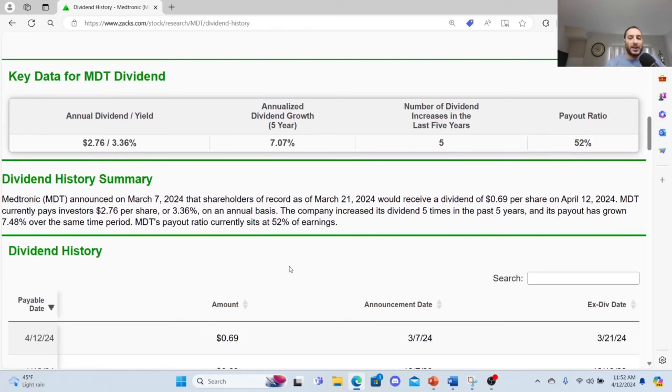So according to Zacks, their payout ratio is 52%. Number of dividend increases in the last 5 years is 5. Dividend growth in 5 years is 7.07%. But in 1 year, you made 276 with a 3.36% dividend yield. So here's the thing. With the schedule, okay, the revenue trends are not too bad. It's been a little up and down, but there is a high demand for them.